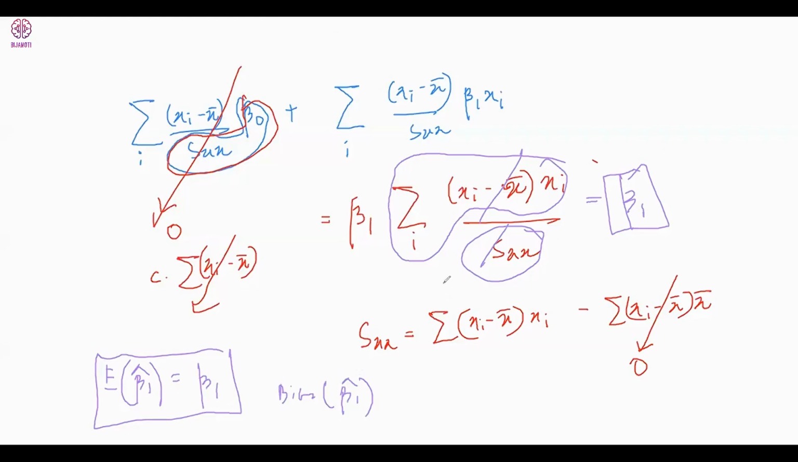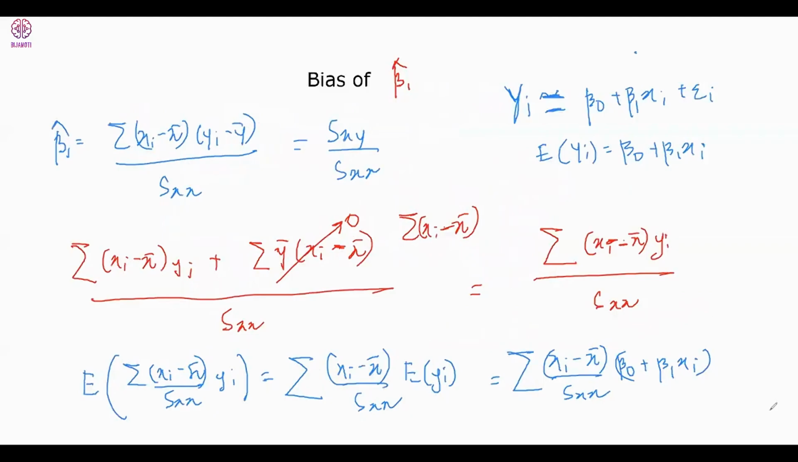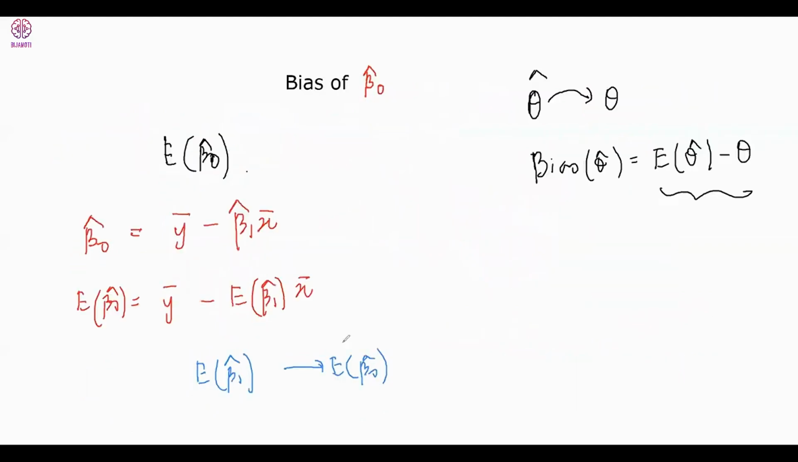Now what we will do is calculate the bias of beta naught hat in the next video. Okay, this is the essential idea.